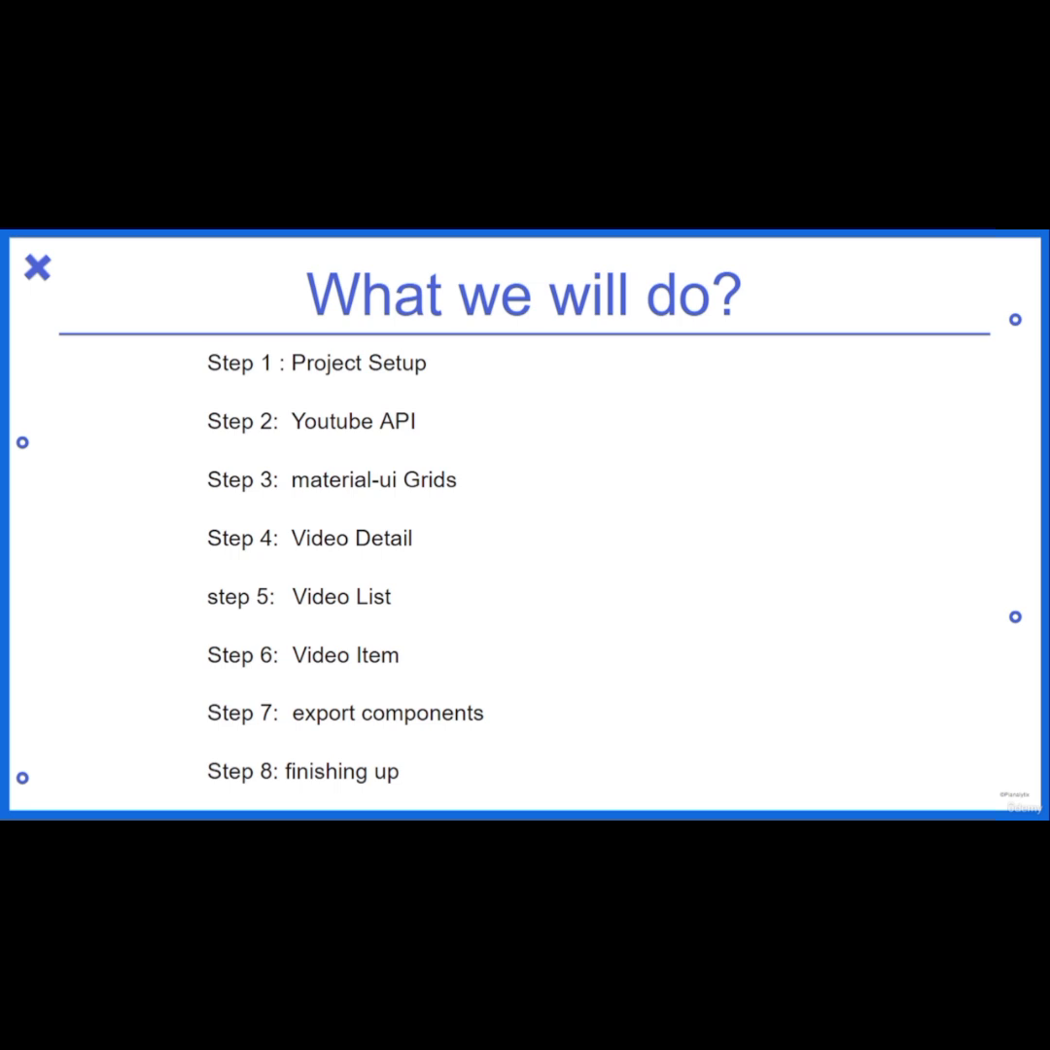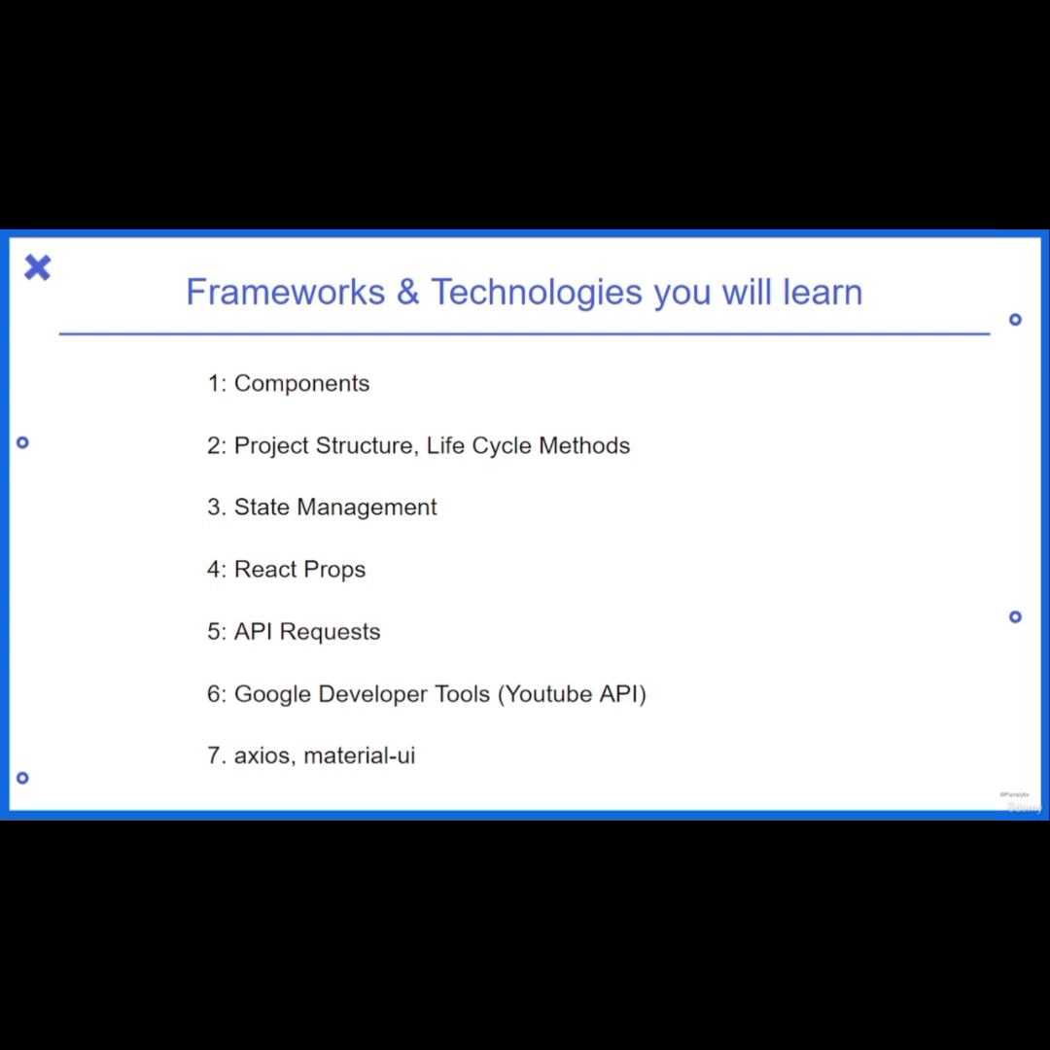The frameworks and technologies that you will learn are components, project structure, lifecycle methods, state management, how to pass props from parent component to child component, working on API requests, how to get the YouTube API key from the Google developer tools, and also Axios and Material UI. So basically Axios is used to fetch requests from given APIs like the YouTube API, and in some other project, for example, if you want the Google authentication API, you can build with that API as well.